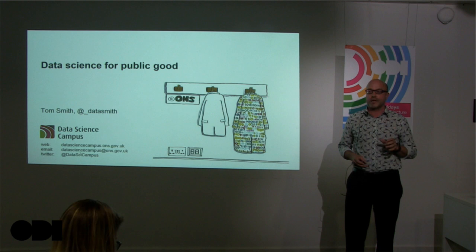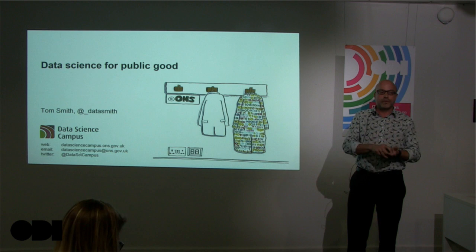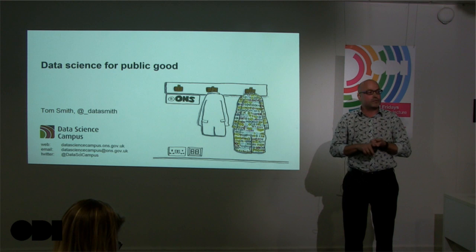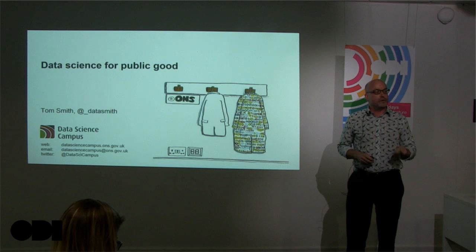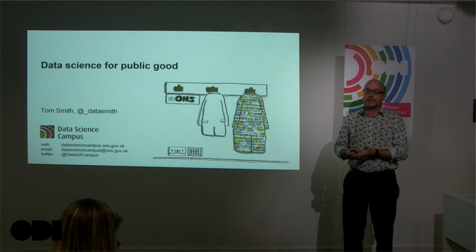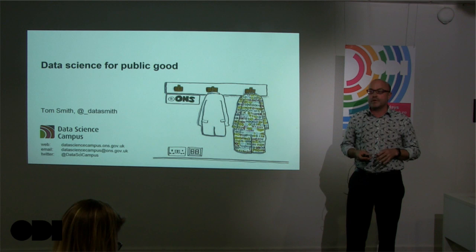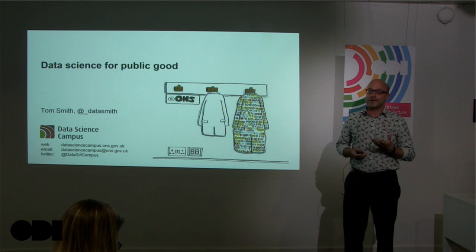I'm also going to talk about some of the skills that you need. What the Data Science Campus does is look very much at data sources that require tools and techniques that aren't your standard statistics. That's why we're a new group at ONS, and we use things like neural networks to understand image data. We look at unstructured text, so that might be case notes, or lots of text feeds and so on. These are data sources that traditionally analysts are not necessarily experienced in dealing with.